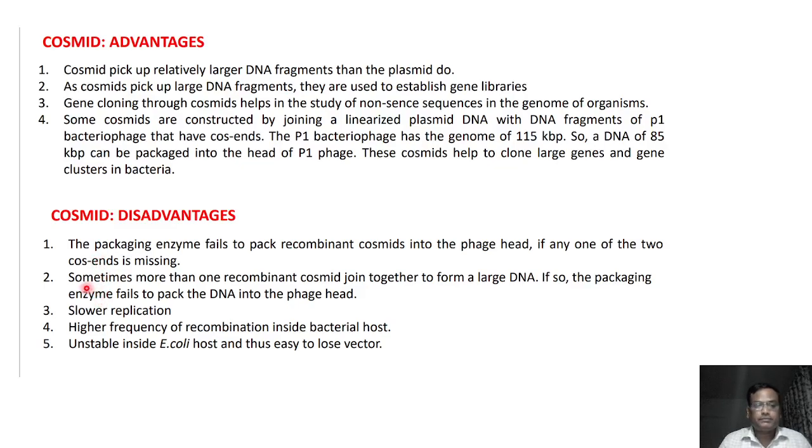And sometimes more than one recombinant cosmid joins together to form a large DNA. So this will again fail the procedure. Other disadvantages are a slower replication rate, a higher frequency of recombination inside the bacterial host, and instability inside the E. coli host, and thus it is easy to lose the vector.